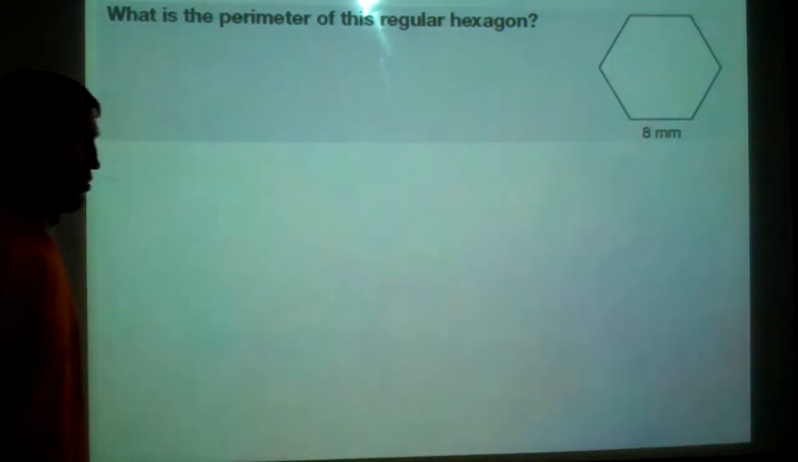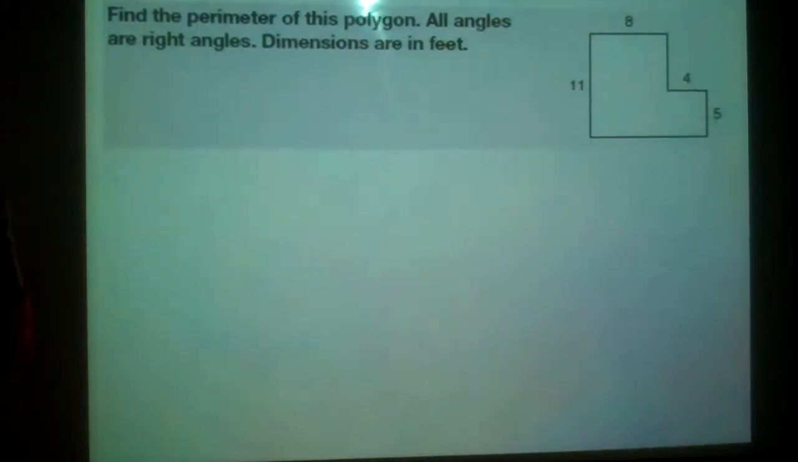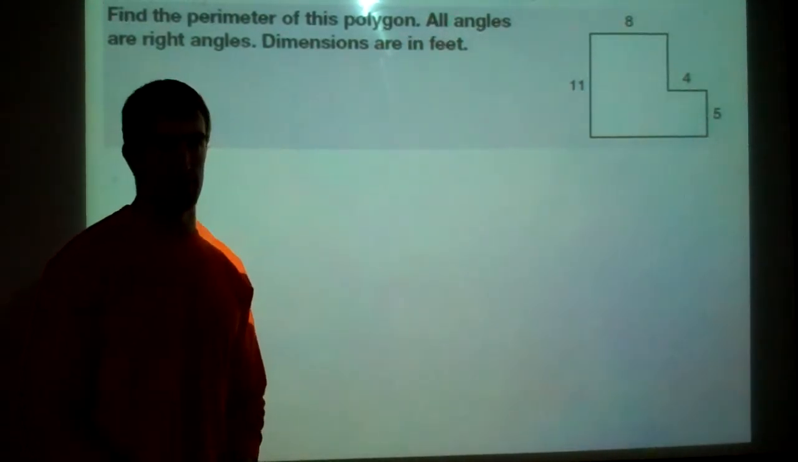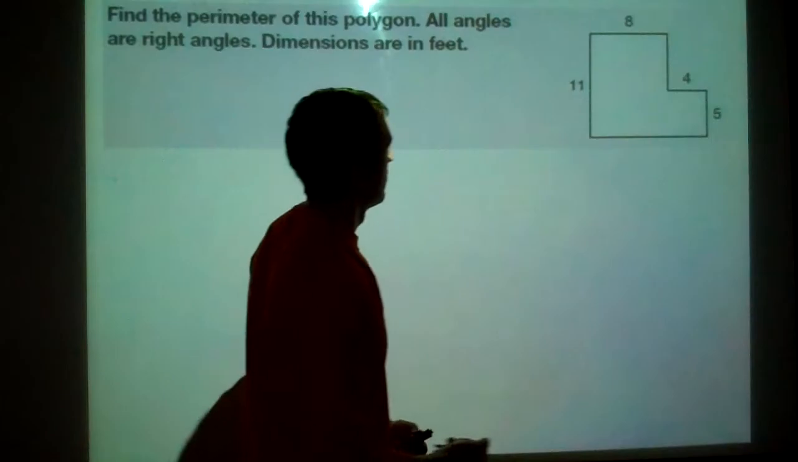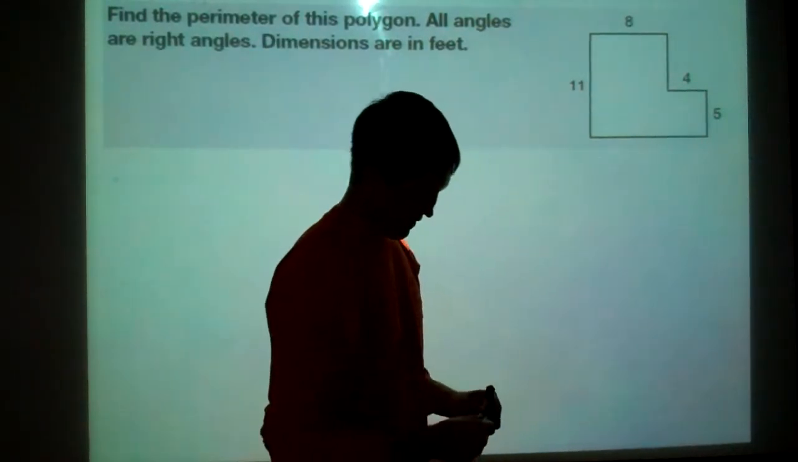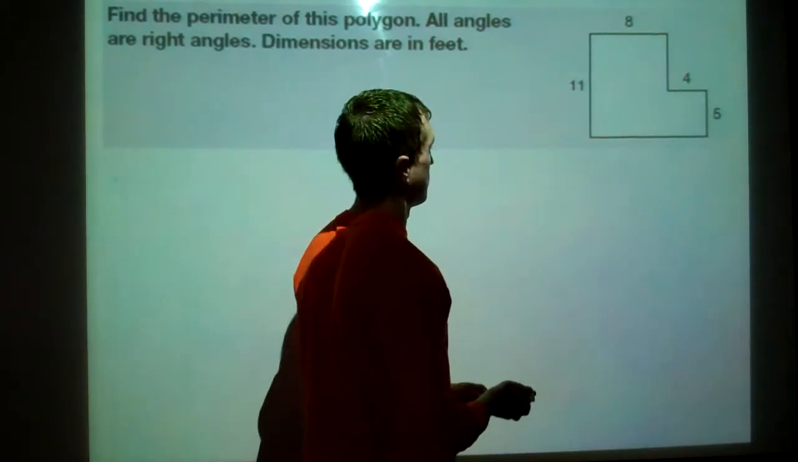And our next one gets a little trickier. Here we're talking about finding the perimeter of a polygon. We're assuming that all the angles are right angles and the dimensions are in feet. Okay. The thing about this one is we're missing a couple side lengths. Alright. If we look at the bottom here, how are we going to figure out how long this bottom is?